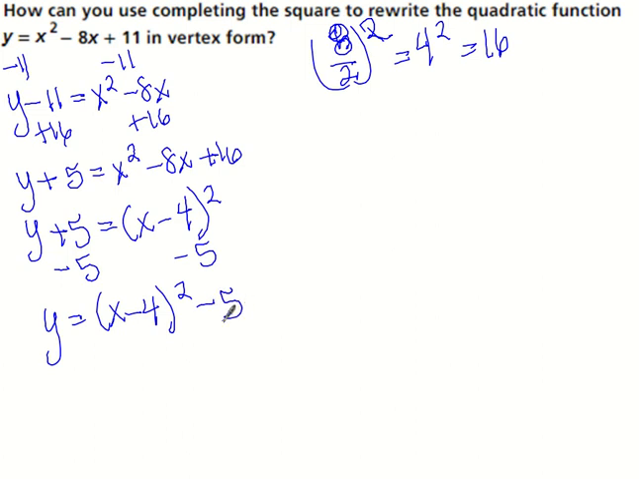And look at that, it's vertex form, HK form as sometimes we call it. And we know where the vertex is now. It's at positive 4 and negative 5. So that's how you can use the completing the square to change quadratic functions into vertex form. So the only little extra step is here, we move that number back over.